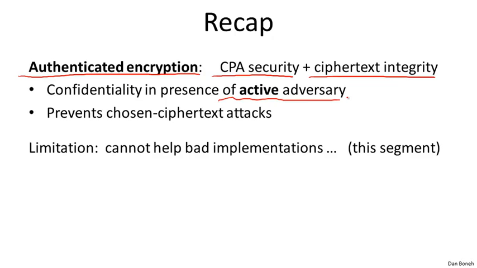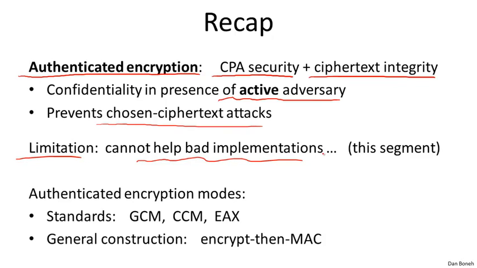We also showed that authenticated encryption prevents these very powerful chosen ciphertext attacks. Unfortunately, authenticated encryption has a pretty significant limitation in that it simply can't help a bad implementation. If you implement authenticated encryption incorrectly, then your implementation will be vulnerable to active attacks. And then we looked at standard constructions. I mentioned these three standards that provide authenticated encryption. And I want to point out, when you need to use authenticated encryption in practice, you should just be using one of these three standards.